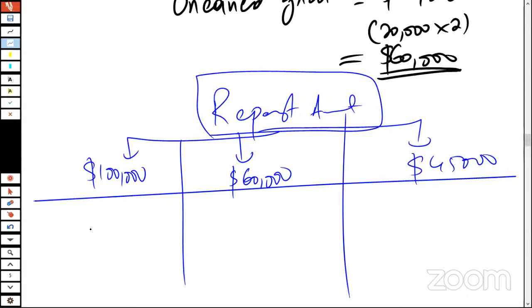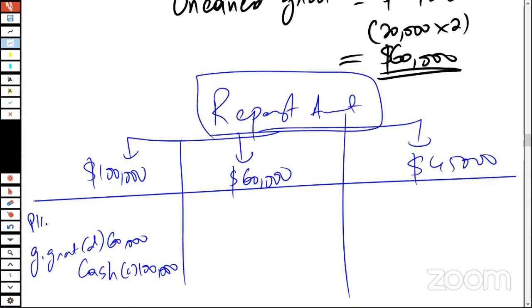Okay. Now in case you have to repay 100,000, what is actually going to happen is you would say cash credited by 100,000. The government grant which was being shown as a liability of 60,000 would be debited, and you would be recognizing a loss in the P&L of 40,000.